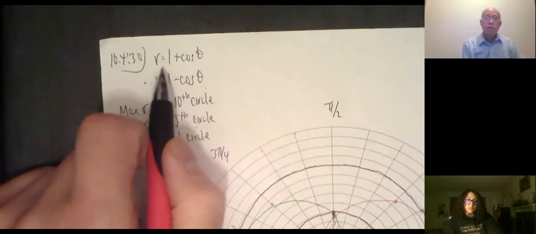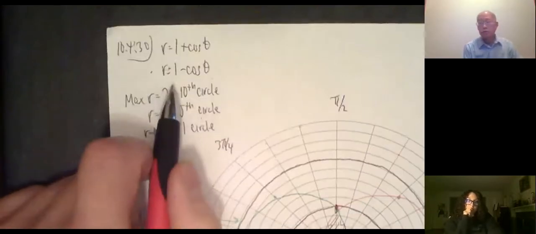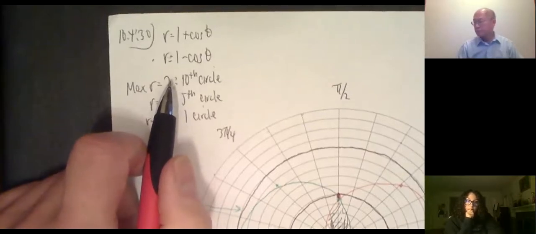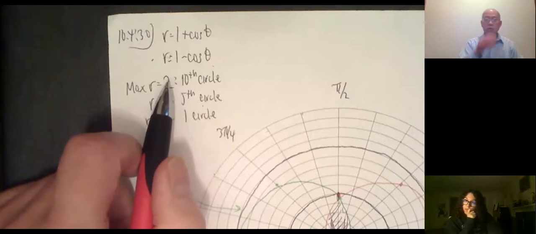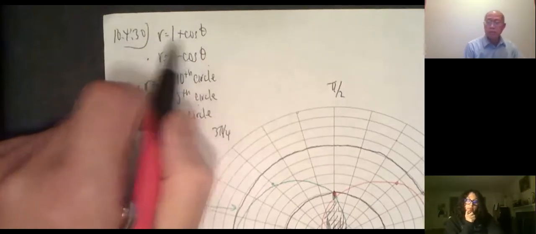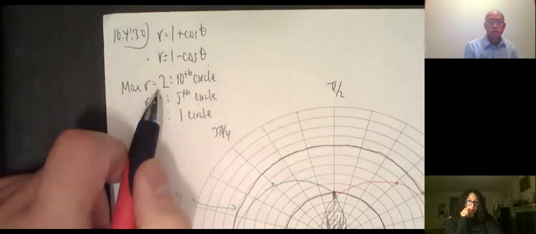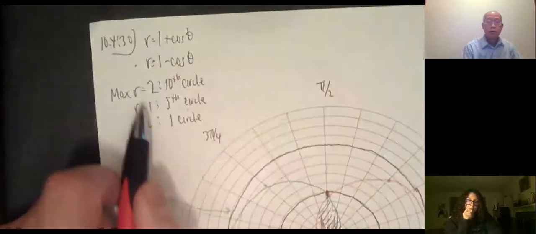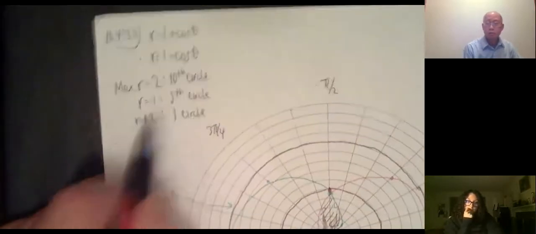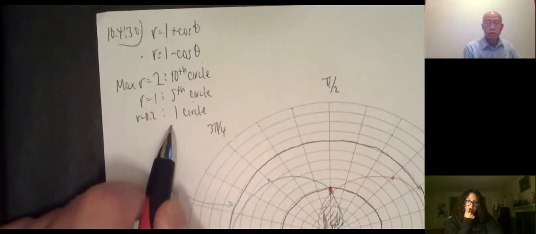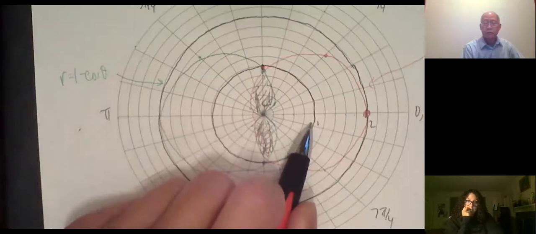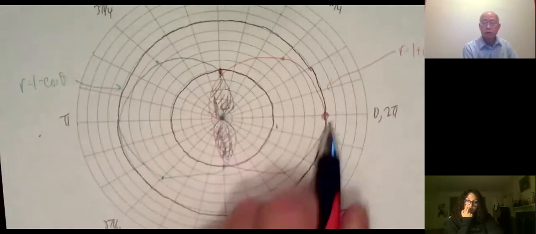I analyze r equals 1 plus cosine theta and r equals 1 minus cosine theta. Okay. So how do I do that? So for both of them, the maximum r is 2. So we played that game before. Each circle is 0.2, so 1, 2, 3, 4, 5, and so on, up to 2.